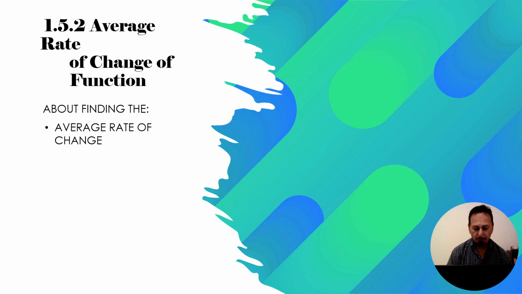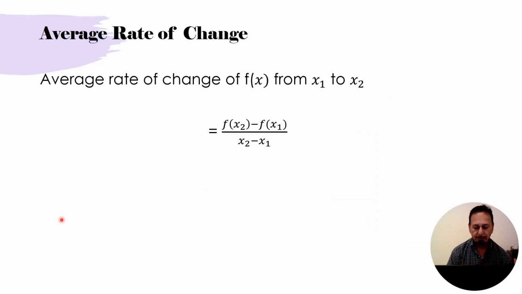This video is about finding the average rate of change. What is average rate of change? The average rate of change of f of x from x1 to x2 is given by this formula: f of x2 minus f of x1 over x2 minus x1.